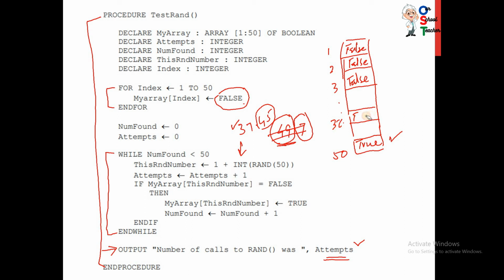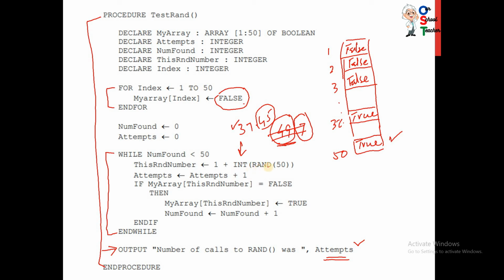So here this will be overwritten with the value true, right? For example, and this is how it will go. num found is equal to num found plus 1, sorry. So it will become 2, and this is how it will go on, and it will keep on checking and keep on generating the RND number.